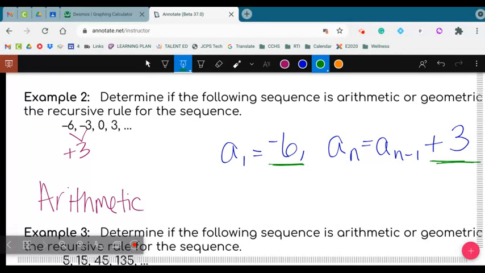So, I mean, you will be given the formula. You just have to identify, number one, what type of rule it's asking for, if it's asking for recursive, because we will be doing explicit rule. And then where you plug in your first term and your common difference or ratio.